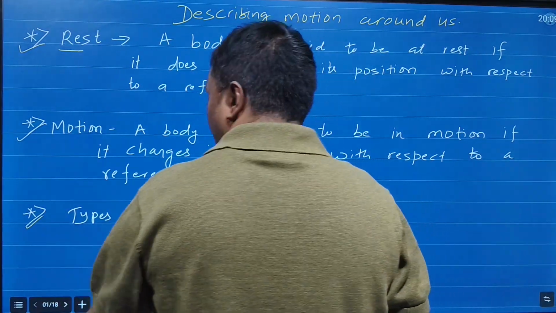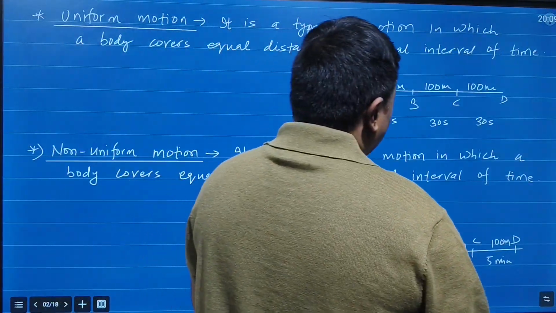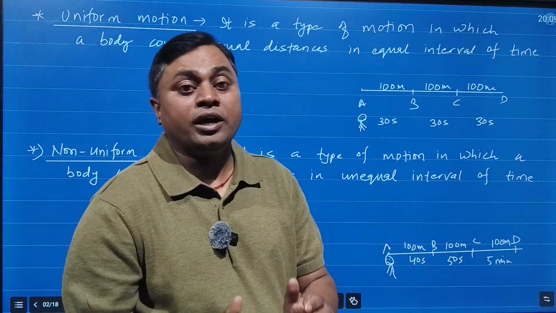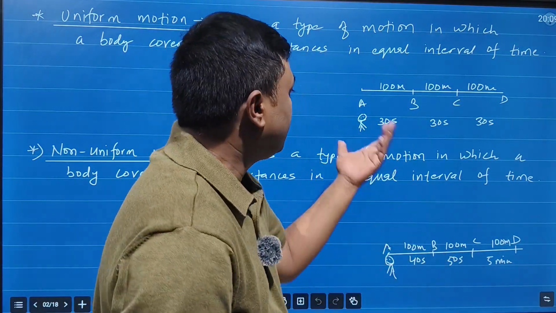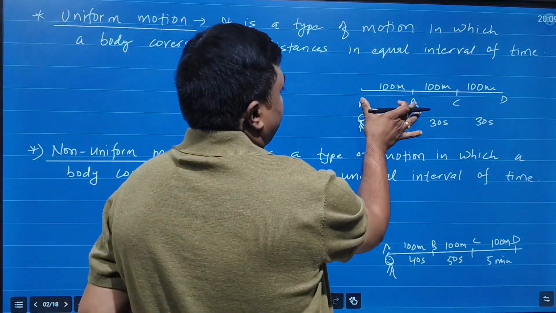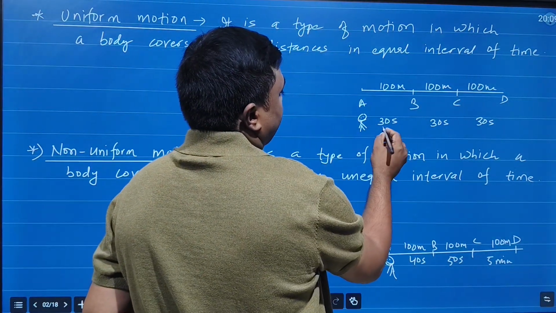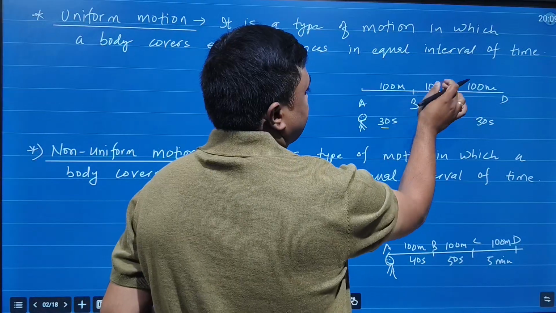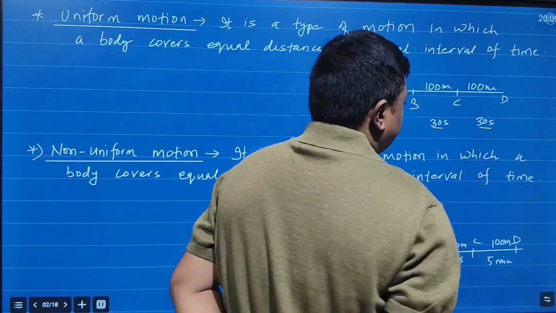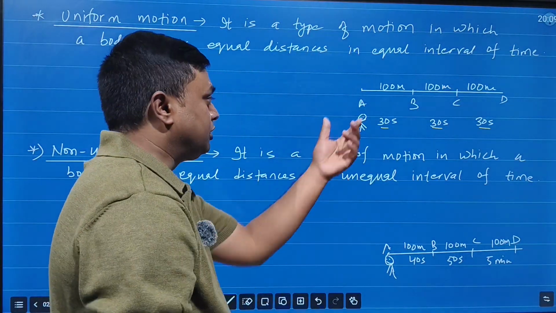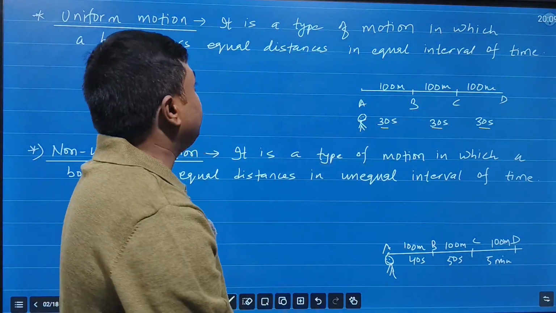When we talk about uniform motion, it is a type of motion in which a body covers equal distances in equal intervals of time. For example, you can see distance AB is 100 meter, the person covers it in 30 seconds. Another, BC, distance 100 meter in 30 seconds. Next, CD, distance of 100 meter in 30 seconds.